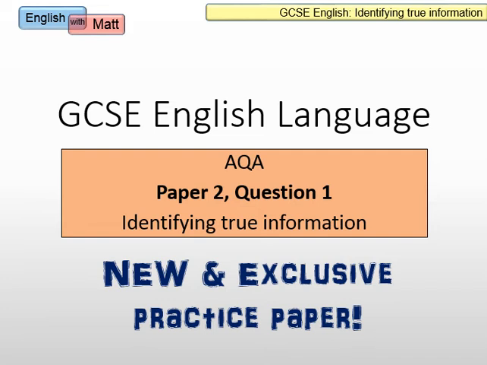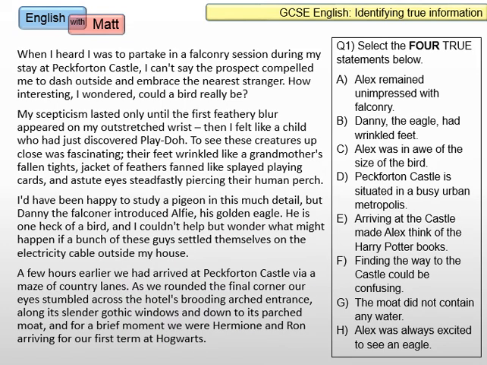For this video, we're looking at Paper 2, Question 1, Identifying True Information. If you know the exam paper well enough, you'll know that the examiner gives you 8 statements, 4 true statements and 4 false statements, and you have to select the 4 true ones.